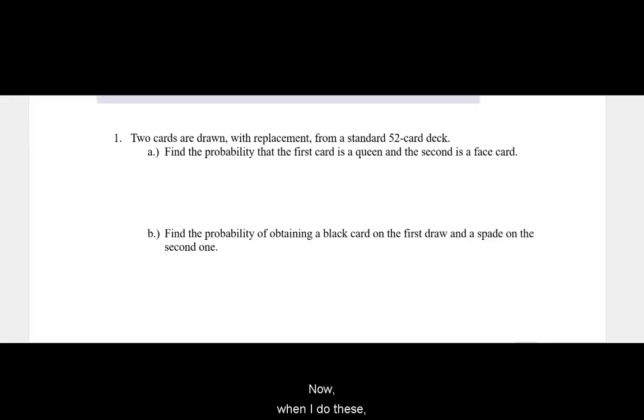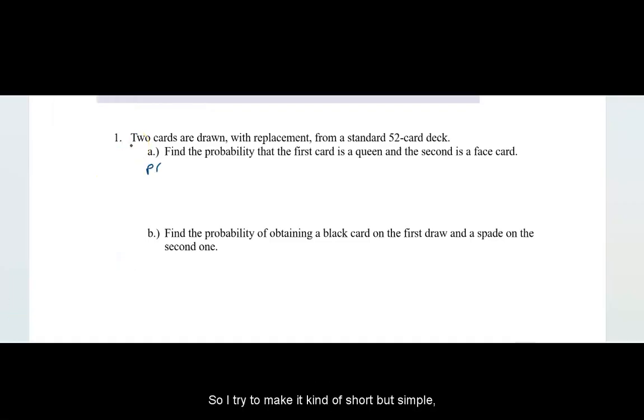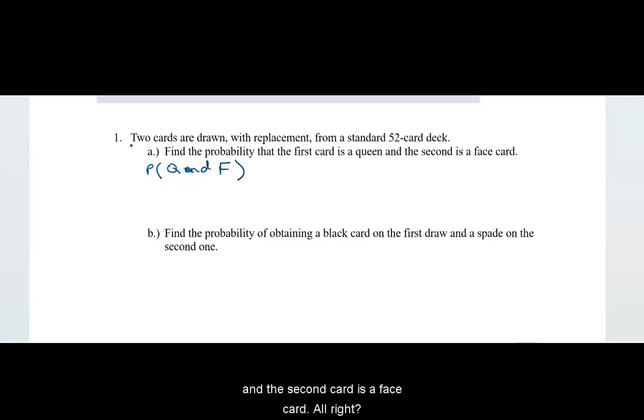Now, when I do these, you're going to see how I make my probability statement. I try to make it short but simple, yet to the point. All right, so we want the probability that the first card is a queen, and I'm just going to use Q, and the second card is a face card. So we want the probability that when I draw these 2 cards, the first card is a queen and the second is a face card.